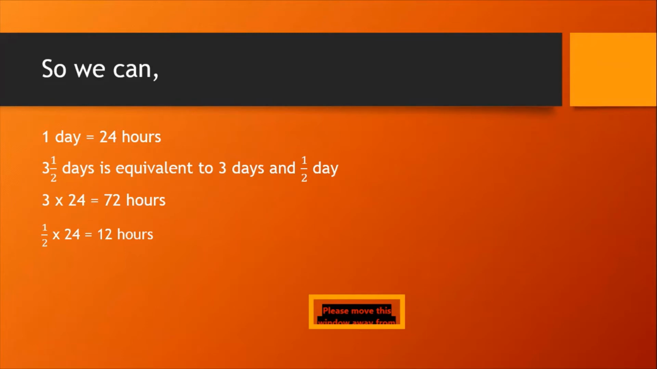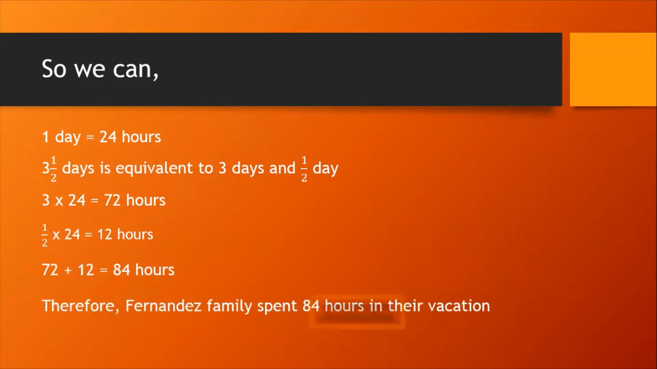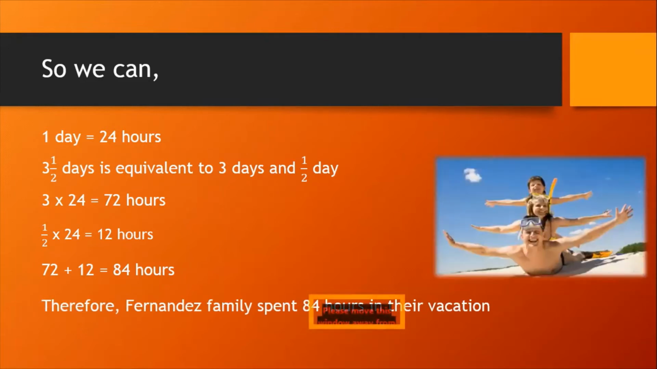And to find how many hours they spent in all, we're going to add 72 hours for 3 days and 12 hours for half a day, so 72 plus 12. The answer is 84 hours. Therefore, the Fernandez family spent 84 hours in their vacation.